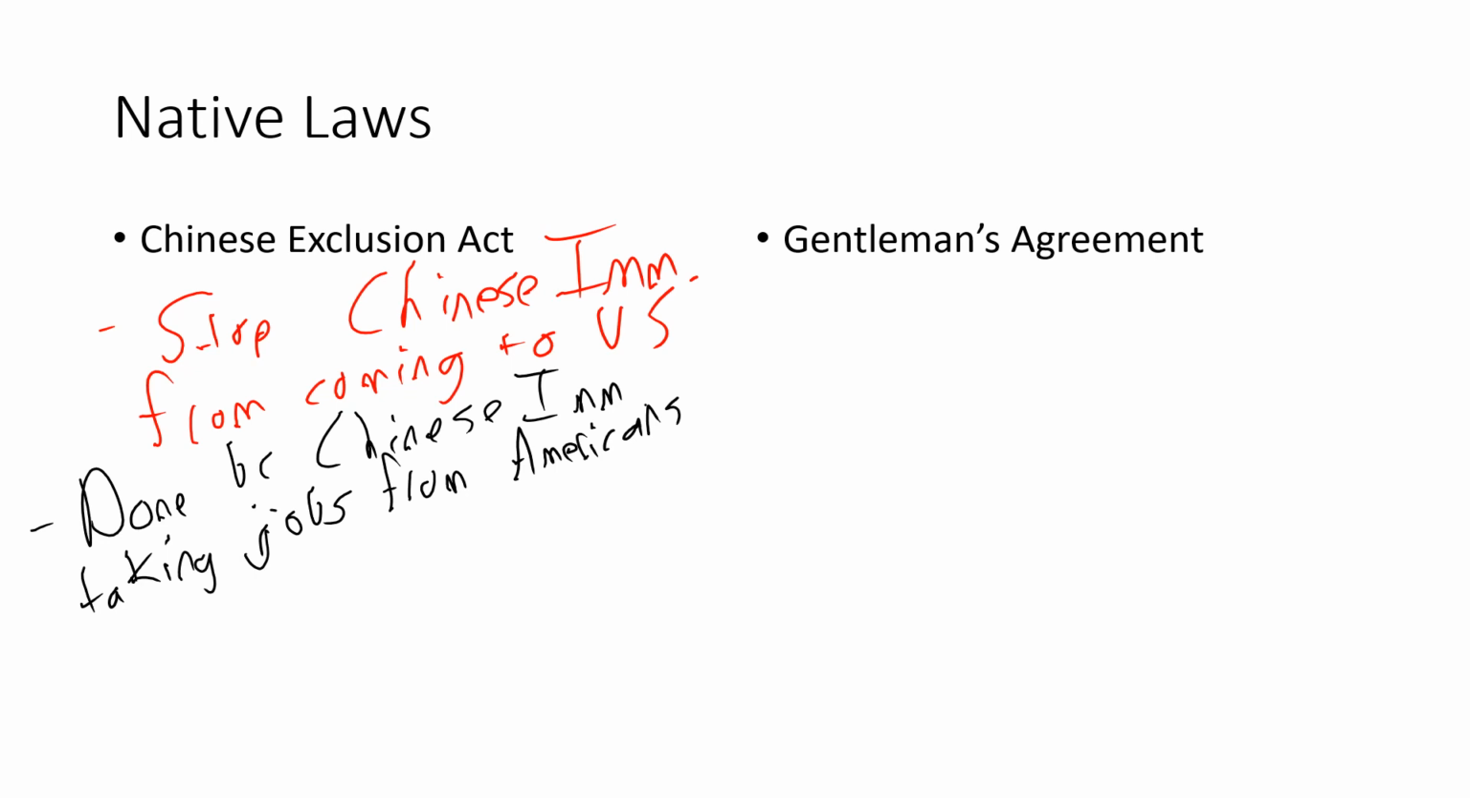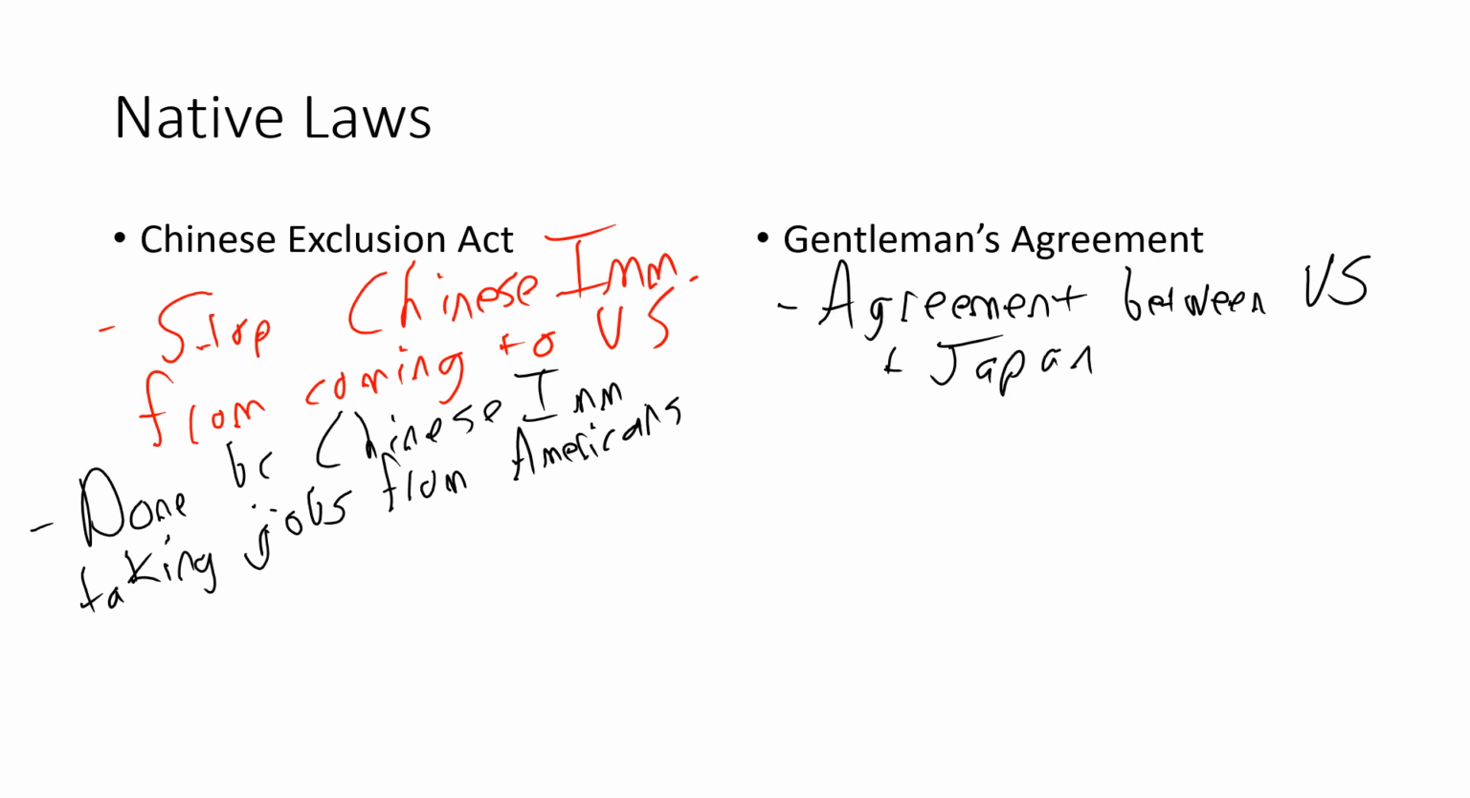The other law that they're going to do is the Gentleman's Agreement. And the Gentleman's Agreement is a little bit more complex. This is going to be an agreement between the U.S. and Japan. And this agreement is going to be made by the Know Nothing Party to try to stop Japanese immigrants from entering the United States. So the thing about this is it's not really a law, it's not really a government issued thing, it's more of just an understanding between the two countries.